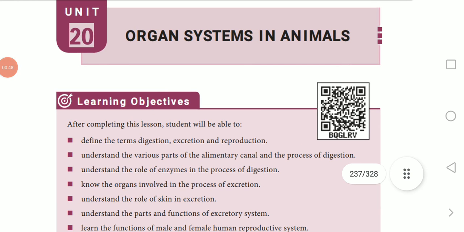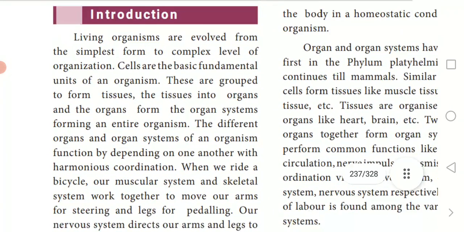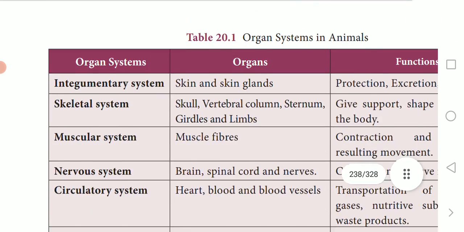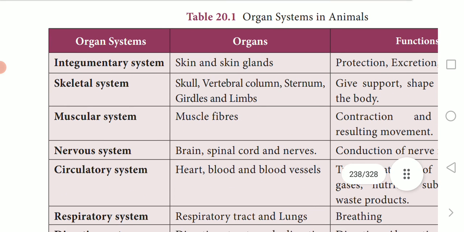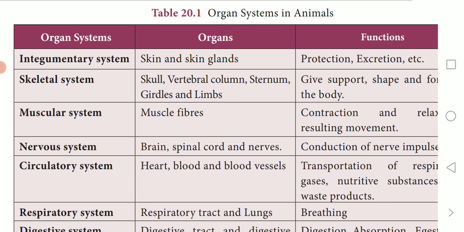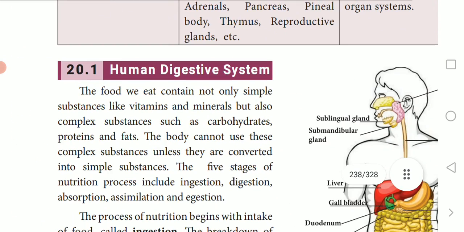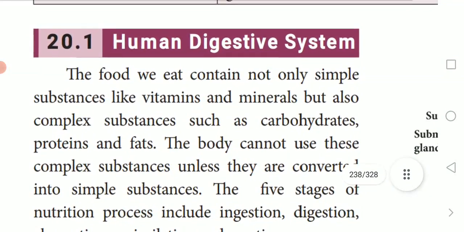In the last video class we saw the introduction to organ systems in animals. We also saw the different types of organ systems, which organs are involved in each organ system, and what the functions of each organ are. Now the topic we are going to see is the human digestive system.